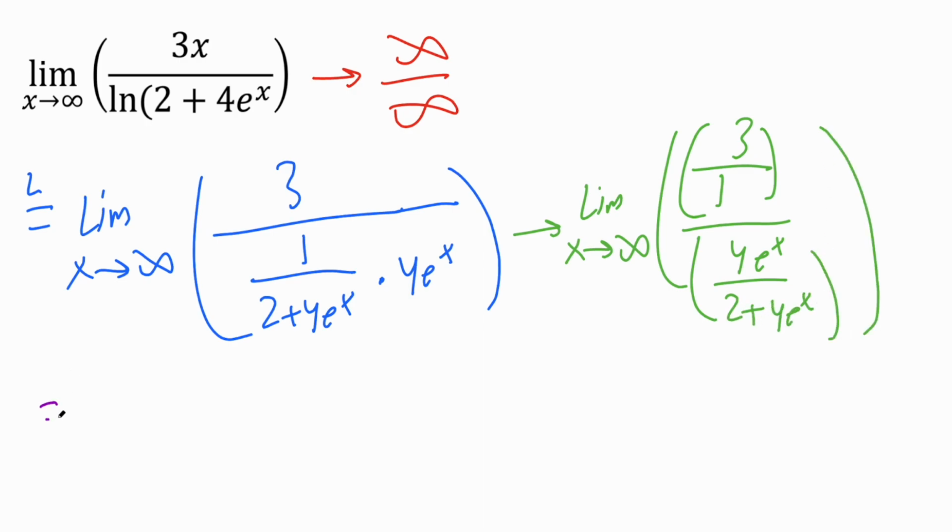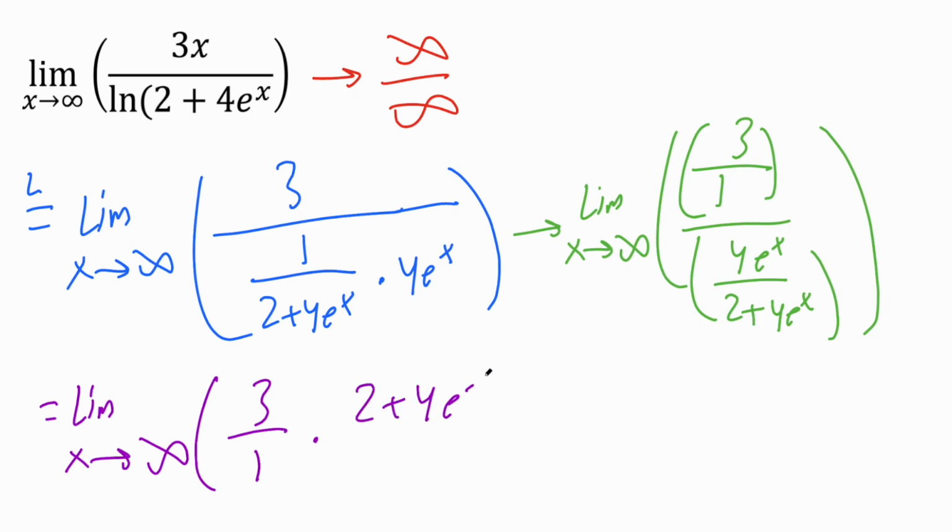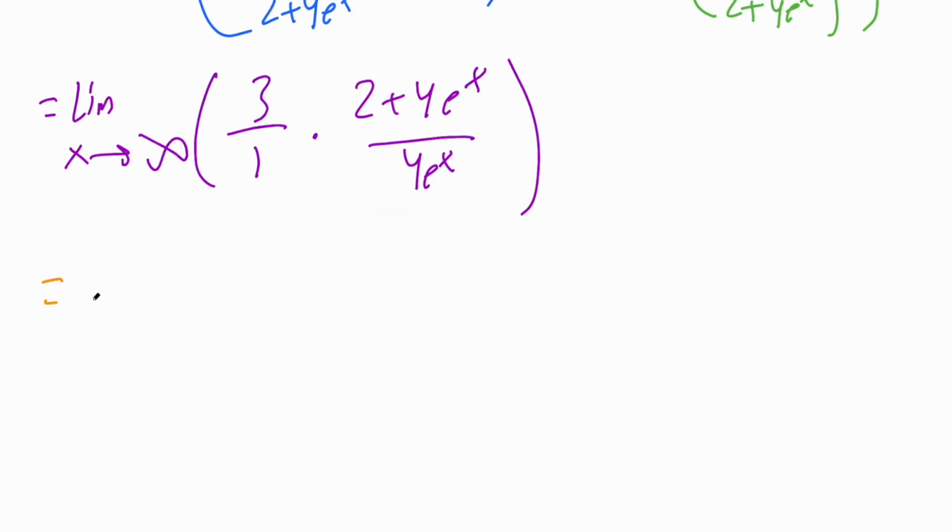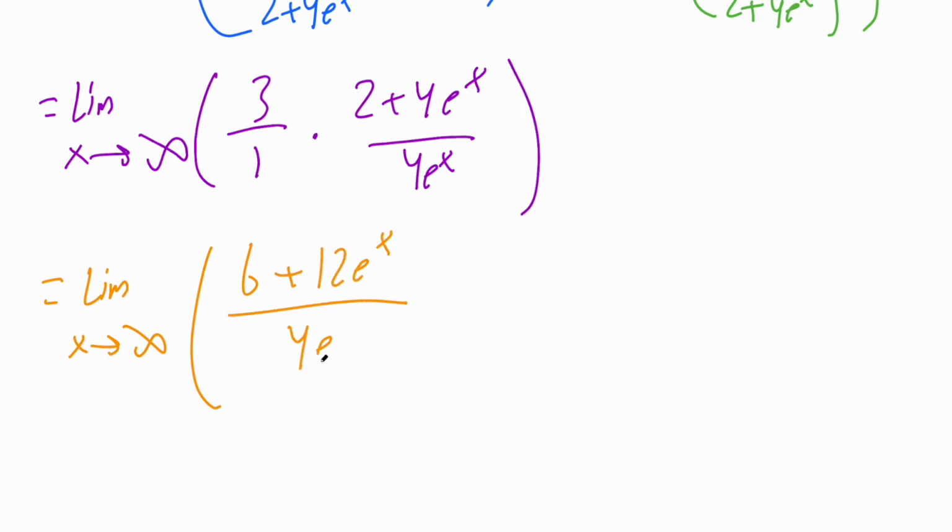So now let's clean this up. We have the limit as x approaches infinity. Because we have a fraction over a fraction, we can just do a rearrangement. And so we'll get 3 divided by 1 times 2 plus 4e raised to x divided by 4e raised to x, like this. Again, we can simplify it a bit. So we have the limit as x approaches infinity. And 3 times 2 would give us 6. 3 times 4 would give us 12e raised to x divided by 4e raised to x.